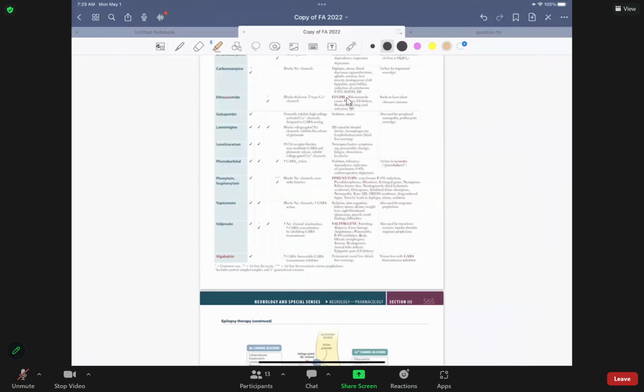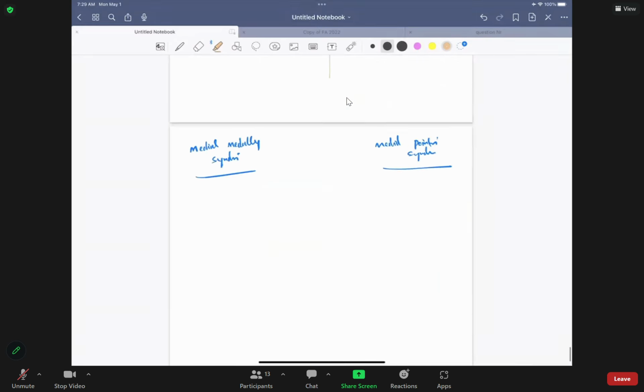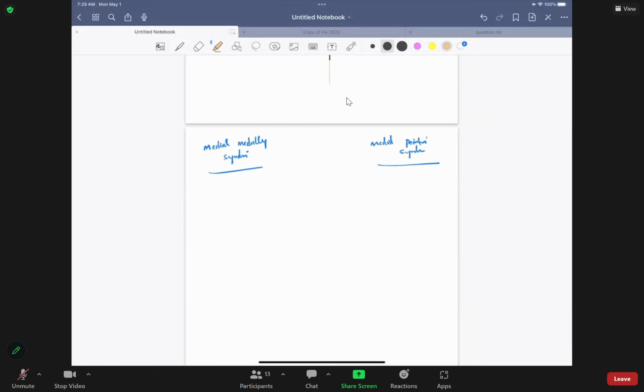Now, what we're going to do here, it's medial medullary syndrome, medial pontine, two different levels. I'm going to write all the structures that run commonly for both medial medulla and medial pontine, folks. What are the structures that run commonly? First, corticospinal tract. Second, dorsal column, medial lemniscus pathway.